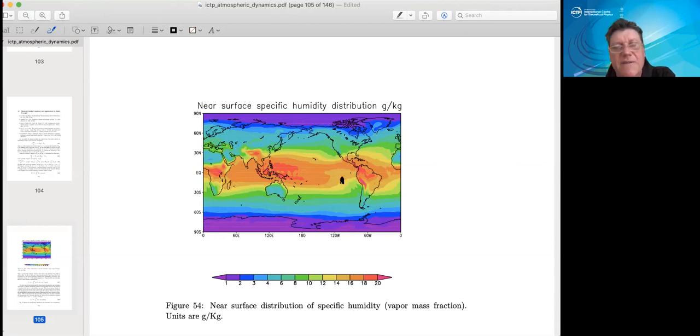But in principle, we have these typical values that can go up to 20 gram per kilogram. So that's 0.02 that this quantity can get to. So it's usually a small quantity. Water vapor in the atmosphere can go up to 4%. So here we would go up to 2%, but it can go up to 4%. And it's highly variable. This is now just an annual mean distribution.